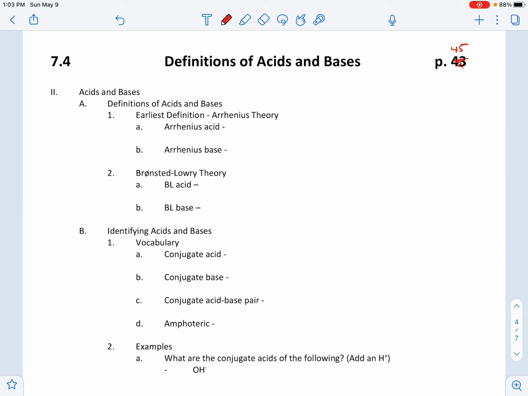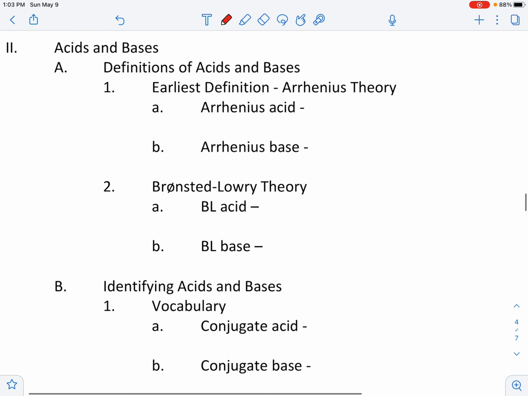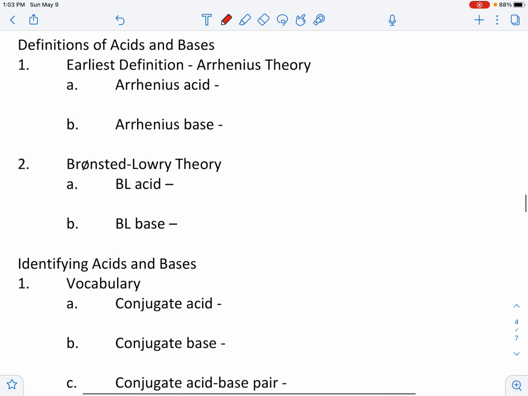Okay, so we're going to start, like I said, with acids and bases, and we're going to go ahead and start with a definition. So there are actually 3 different definitions of acids and bases, but we're only going to talk about 2 of them. In higher level chemistry classes, you might talk about Lewis acids and bases, or you might not. So we're going to leave that one alone for right now.